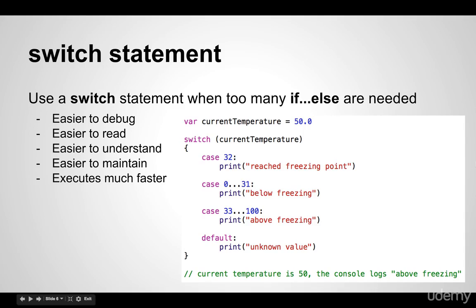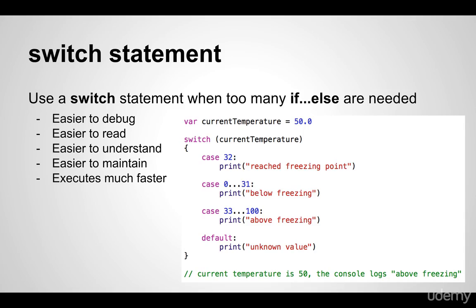All right, switch statement. Now, switch statement is when you have too many if-else in a row. Whenever you need to test, let's say for a certain temperature, and you want multiple cases, and you have way too many, you don't want to do a dozen if-else in a row. So you can use a switch statement. It's easier to debug, easier to read, easier to understand. Well, not for everyone. Easier to maintain, and it executes much faster than if you had multiple if-else in a row.